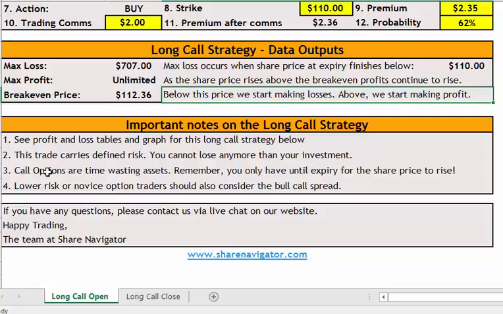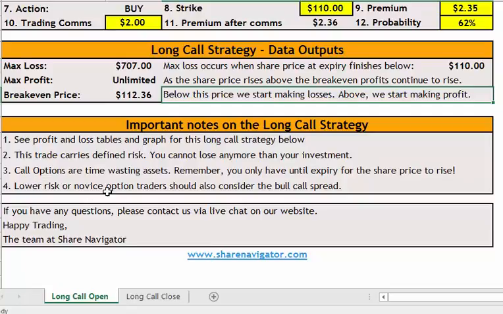But there's also a warning here that call options are time wasting assets. So remember that you only have until expiry for the share price to rise. So please be wary of that when you're using this strategy. That's why we like to go out over a longer period of time, and we tend to use in the money call options.